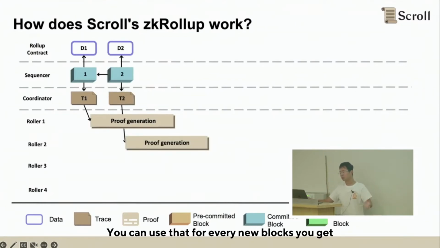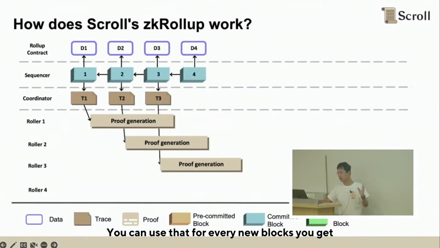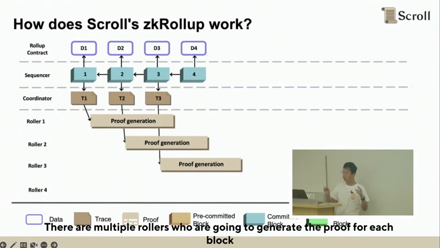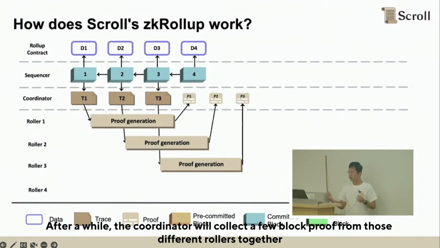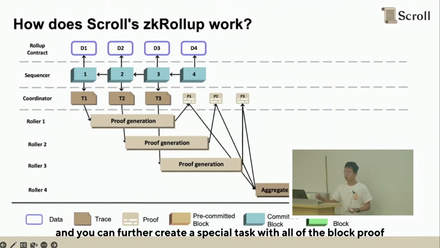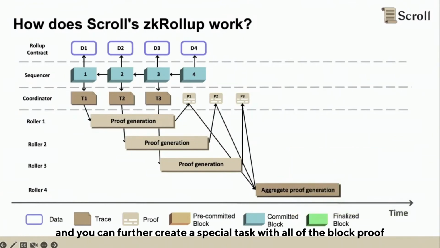And then you can do that for every new block you get. There are multiple rollers, and each is going to generate the proof for each block. After a while, the coordinator will collect a few block proofs from those different rollers together. Then you can create a special task with all of the block proofs and send it to another roller for this aggregation proof generation.